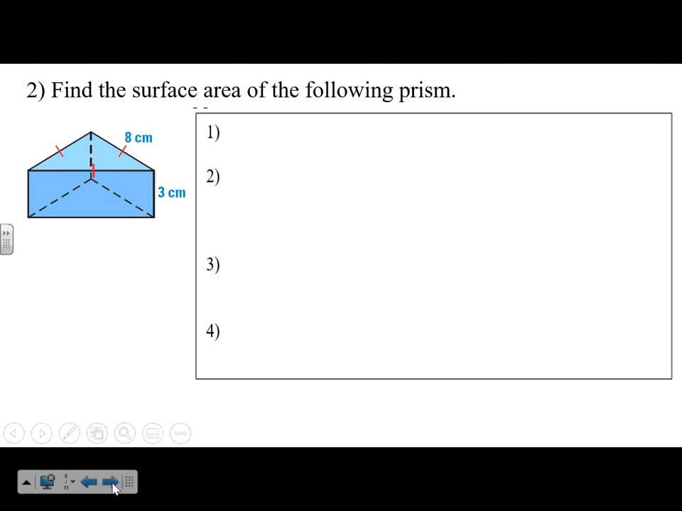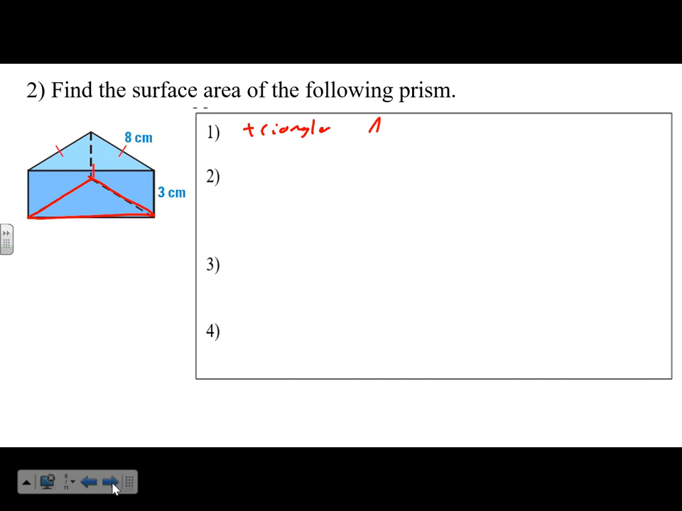Find the surface area of the following prism. So for this one, the bases, now you have to pick these triangles. Remember, if your base is any shape besides a rectangle, you have to pick that for your base. So if it's a triangle, that's got to be your base. A hexagon, it's got to be your base. A pentagon, that's got to be your base. So that's a triangle.